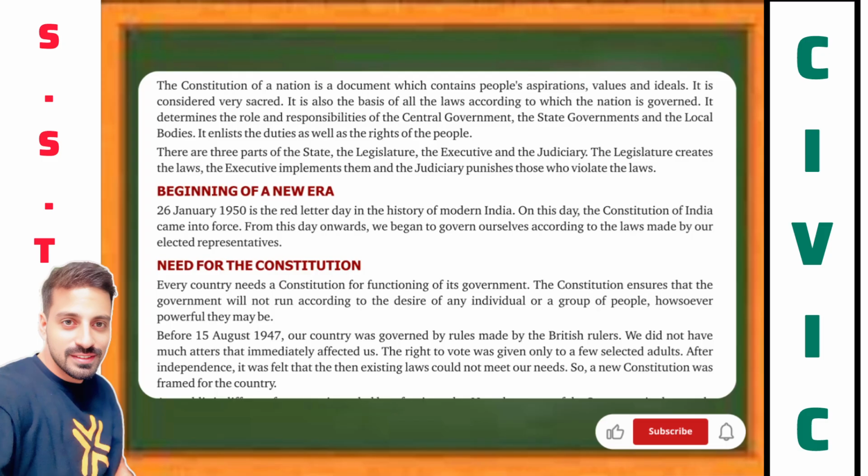There are three parts of the state: the legislature, the executive and the judiciary. The legislature creates the laws, the executive implements them and the judiciary punishes those who violate the laws.